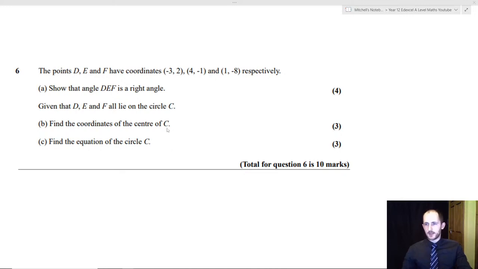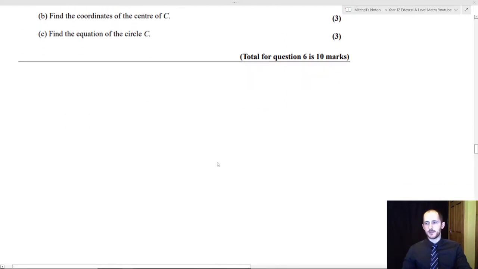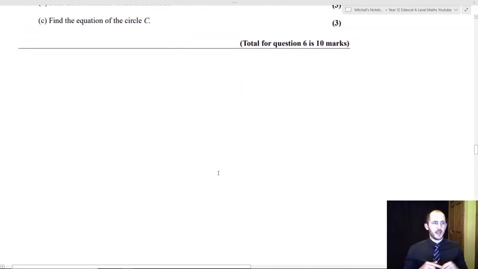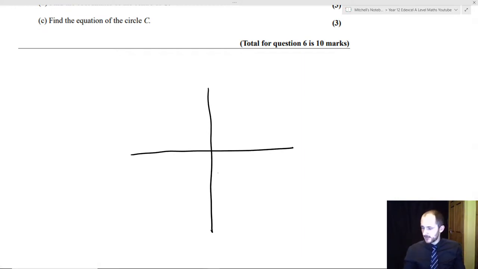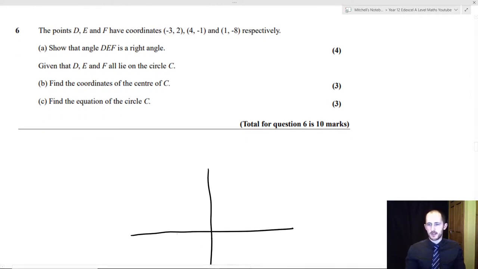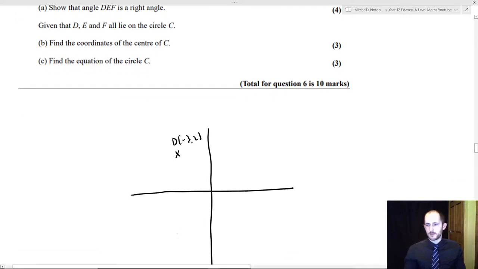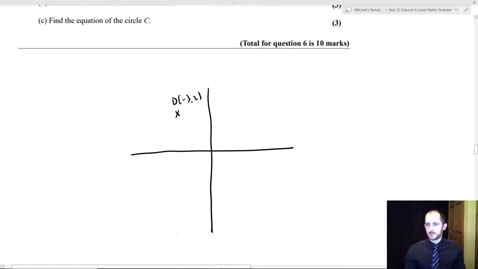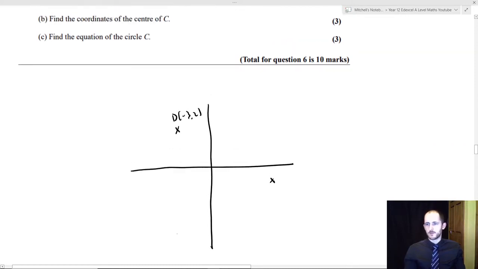Again, this is another one of those unseen questions which can be extremely tricky to do. So I think it's best to again plot this whole thing out. This is something that I don't really like about some mark schemes, is that they explain using numbers rather than actually looking at it. So minus 3, 2, let's say that's over here. That's point D. We have 4 and minus 1, so that's somewhere over there.